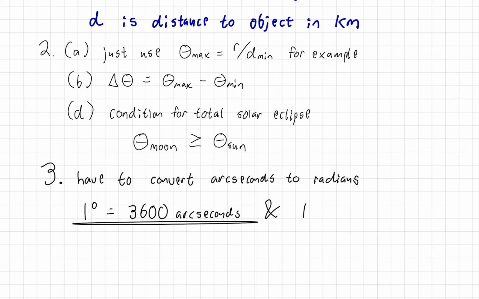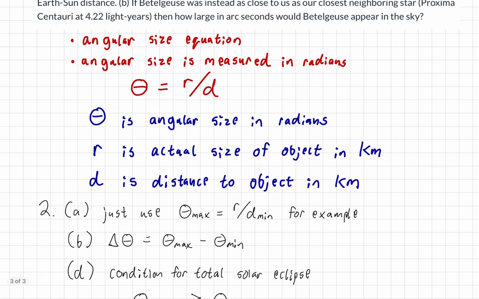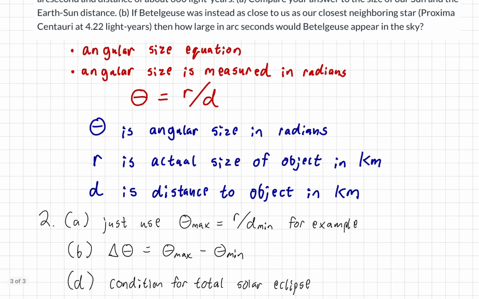And 180 degrees, so half a circle, is equal to pi radians, because the full circle is 2 pi radians. Okay? So those are the two conversions that you need to convert from arc seconds into radians, okay? Because again, this equation only works in radians. So you have to do that conversion up front as a first step.